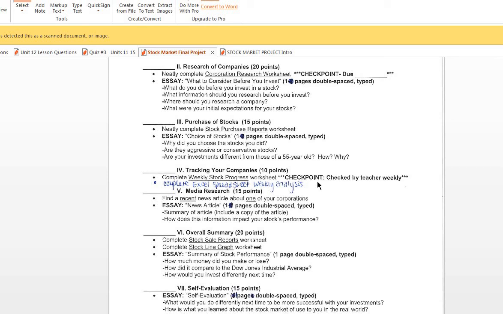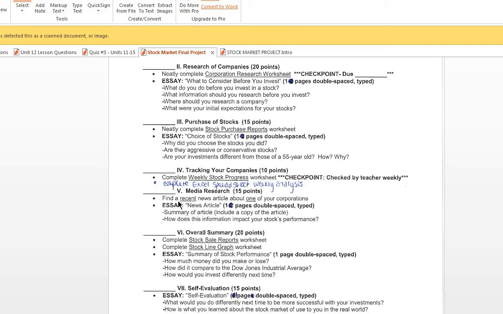That's probably the easiest part of this project, is just tracking them, because there's not much to do in the middle, but there's a lot to do at the beginning and ending of this project. So that's probably the easiest part, is tracking your companies. So on to the next one.